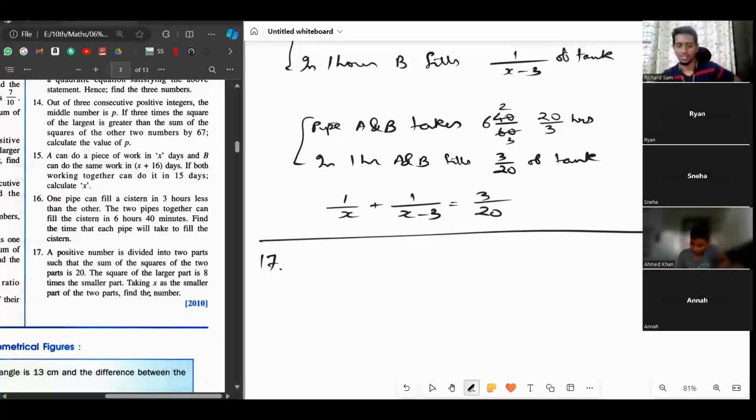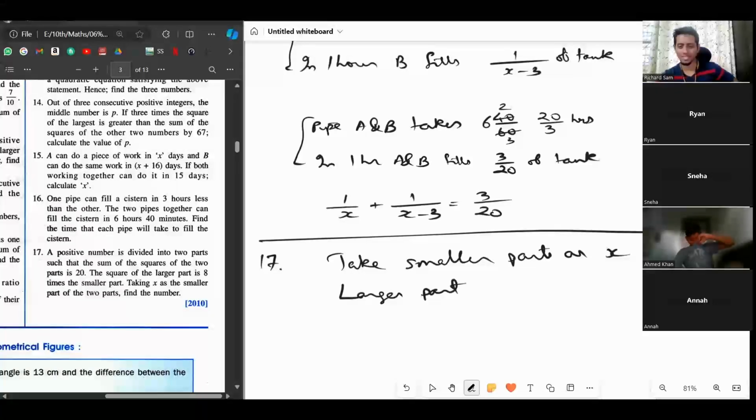Okay, so they're telling you here, take the smaller part as x. The larger part we'll take as y for now. We will substitute it later and get rid of that y, and we'll only have x. What does it say? The square of the larger part is 8 times the smaller part, 8x. Yeah, we'll make that an equation.